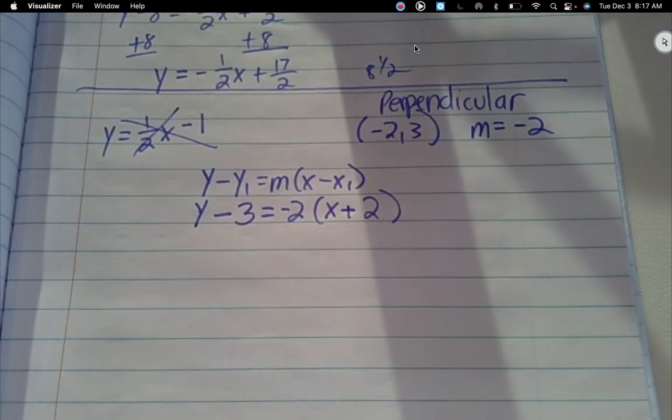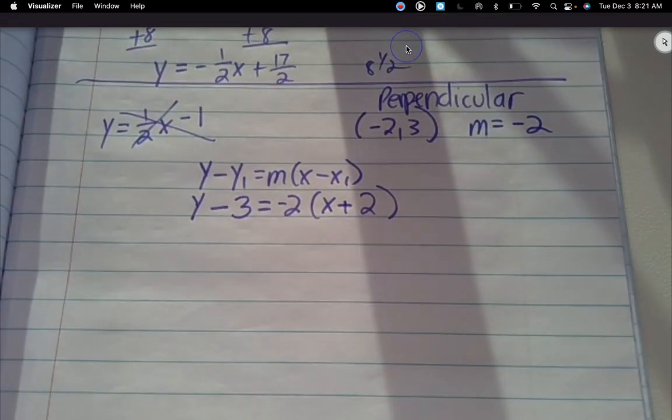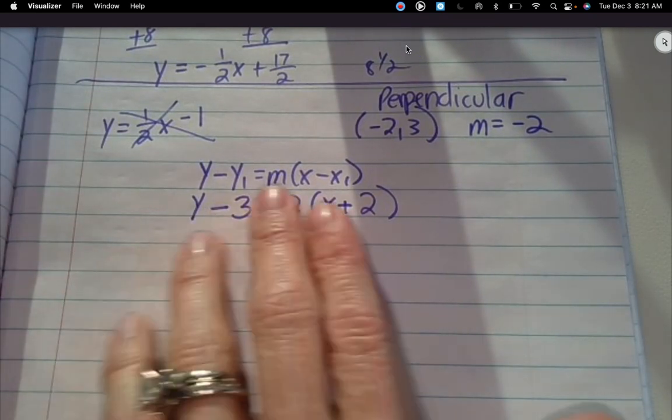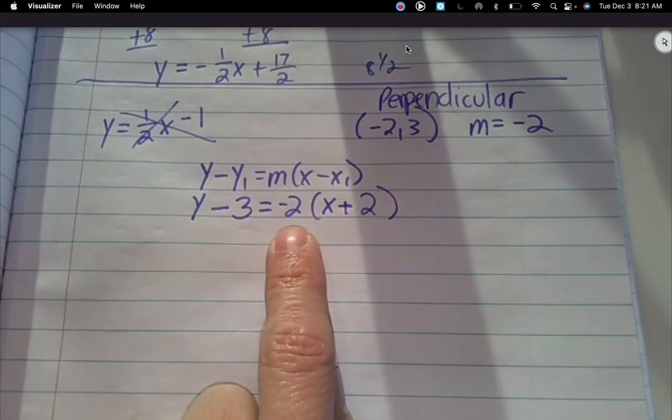Okay, then what do we do? Distribute. Now, what do we do? This is partially correct. What do we do after this? Oh, I have one backwards. What do we do with the -2?